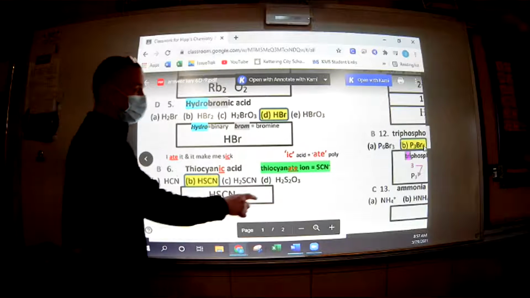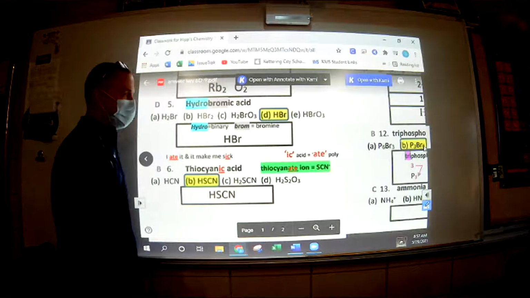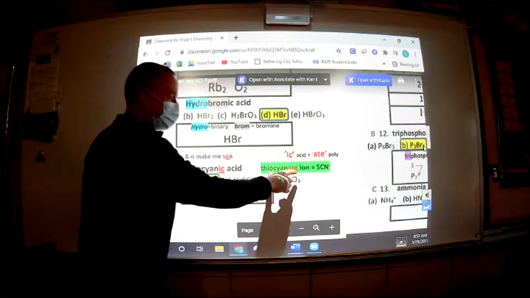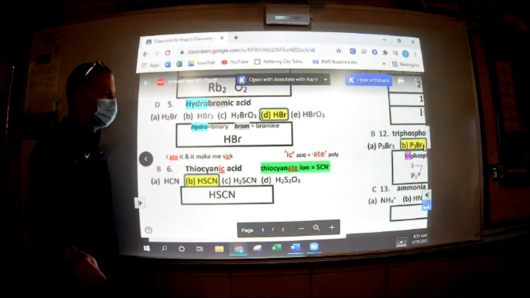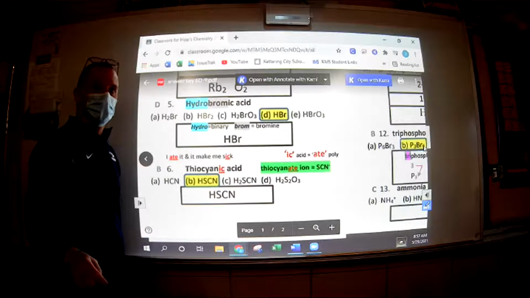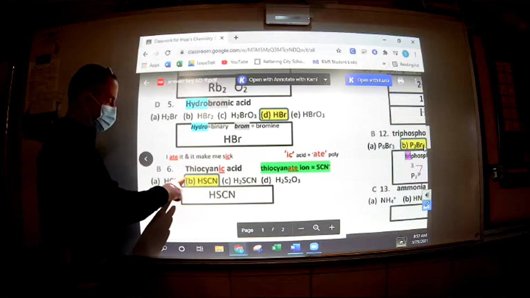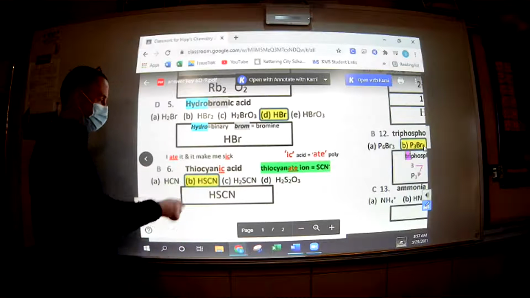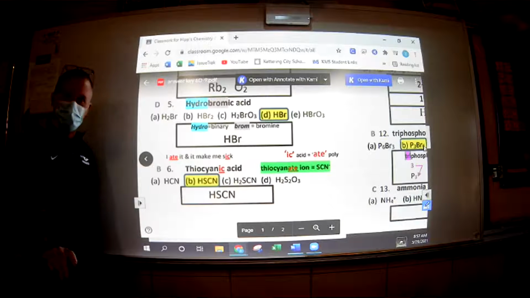I look at the thiocyanate ion, and it is SCN minus. That minus means that this is the form where the hydrogen is off. If it's 1 minus, how many hydrogens were on it at one time in the acid form? 1. One H plus broke off and left the ion behind. So the acid form is HSCN, thiocyanic acid. Question on that? Does that make better sense? Yeah.